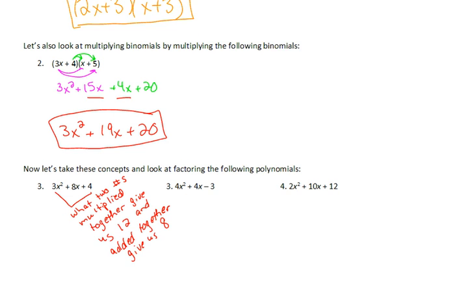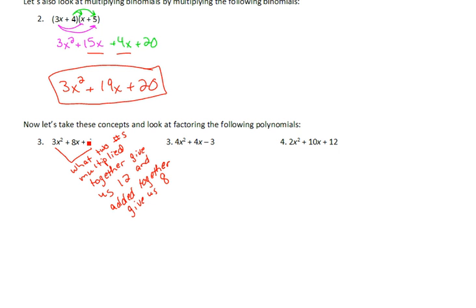The difference is that we have to look at those outside numbers. So we're still going to put together our factor sum, but this time our factor is 12 and our sum is 8. Let's go through it. 1 and 12 is 13, a little too big. 2 and 6 is 8, which is what we wanted.